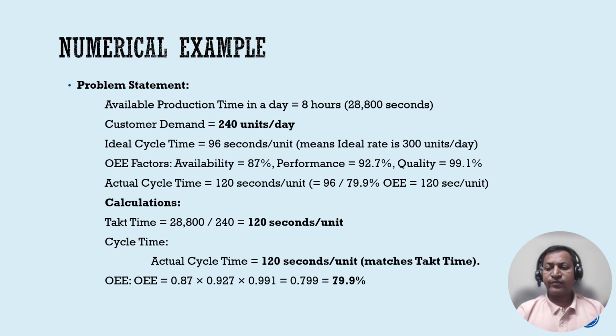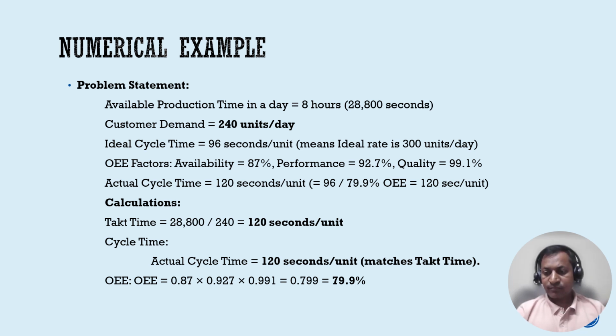OE factors measured on the production line to produce the product are availability 87%, performance 92.7%, quality 99.1%. Remember, these all are assumptions to help understand the calculation part and terminologies. Actual cycle time is equal to 120 seconds per unit. That is ideal cycle time divided by OEE.